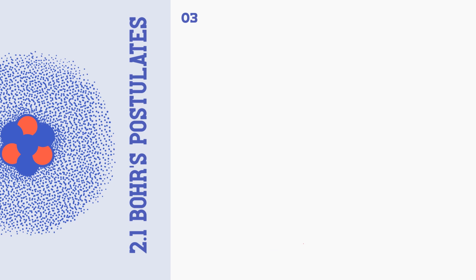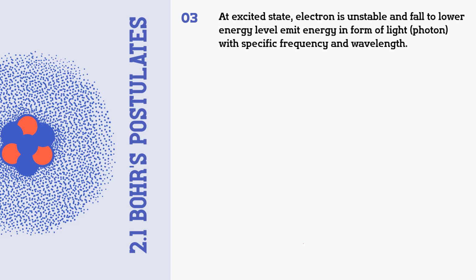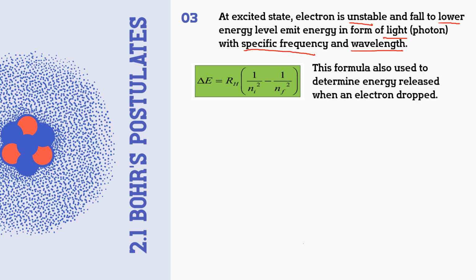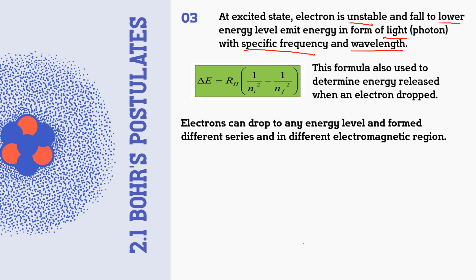The third postulate states that at excited state, an electron is unstable and will fall to a lower energy level in the form of light with a specific frequency and wavelength. Here again, we can apply the second formula to determine the energy released when an electron drops. Electrons can drop to any energy level, and they will form different series in different electromagnetic regions.